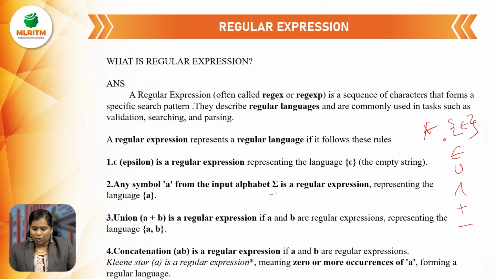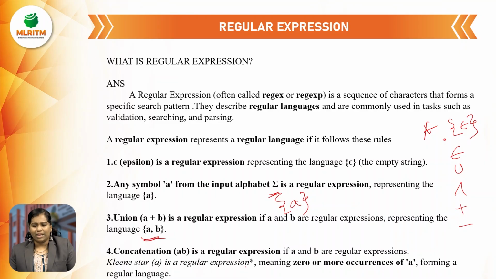The second rule: if any symbol A is an input symbol, then the alphabet symbol is sigma. This sigma is a regular expression, and it will be represented with the flower bracket {A}. The next one, union. All of you know the union is combining two sets into one. So here A plus B is a regular expression. If A and B are regular expressions, it should be represented in the language as {A, B}.